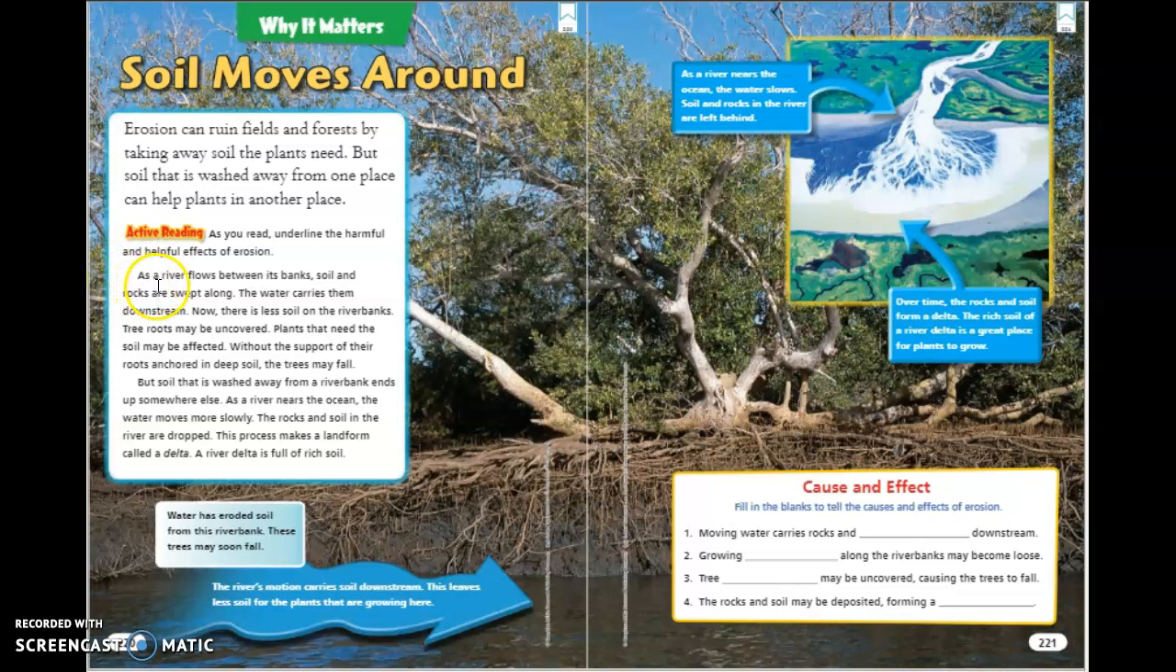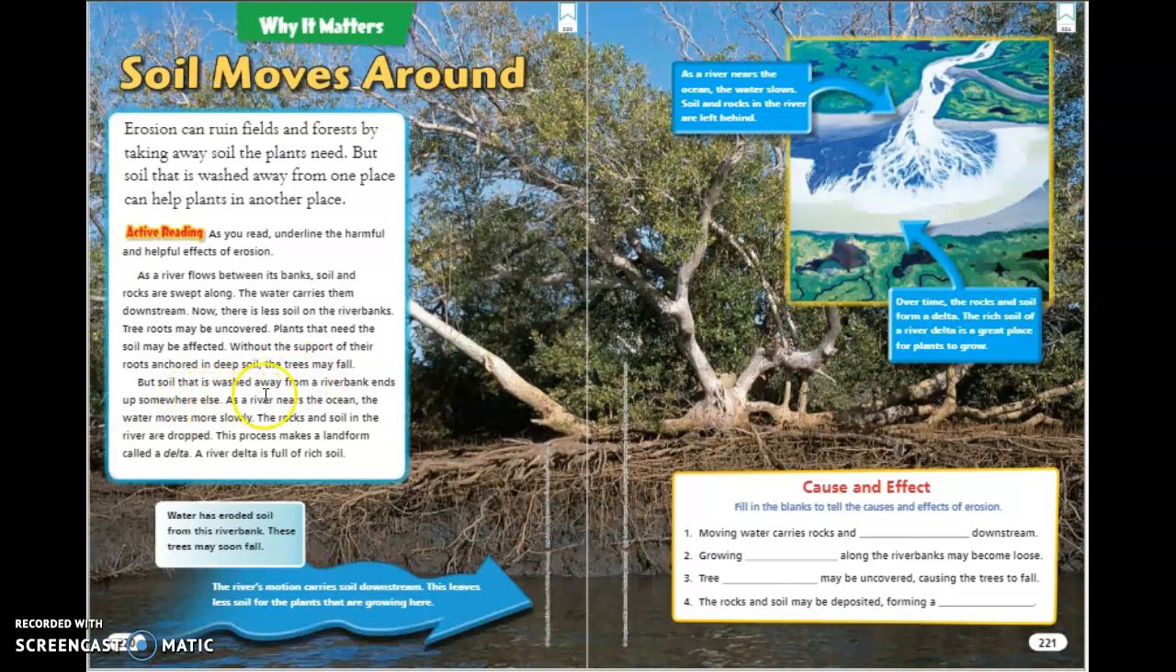Here we go. As a river flows between its banks, soil and rocks are swept along. The water carries them downstream. Now, there is less soil on the riverbanks. Tree roots may be uncovered. Plants that need the soil may be affected. Without the support of their roots anchored in deep soil, the trees may fall.